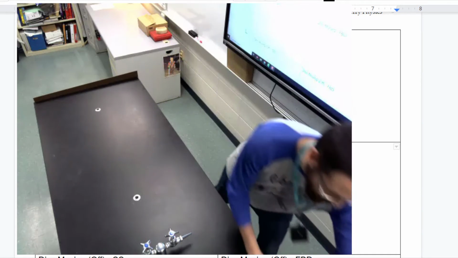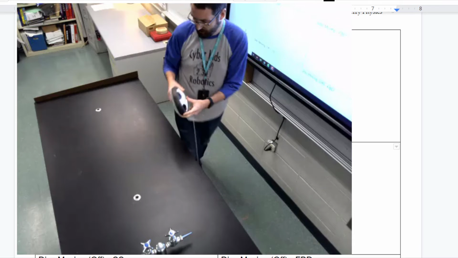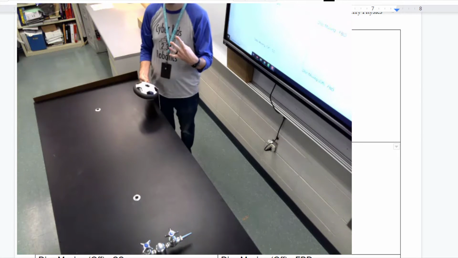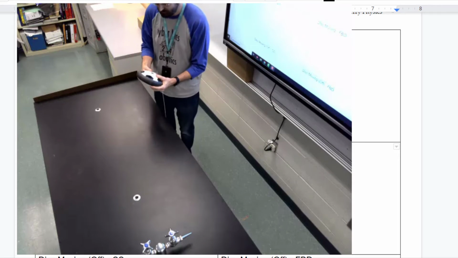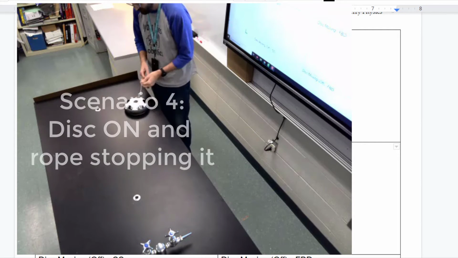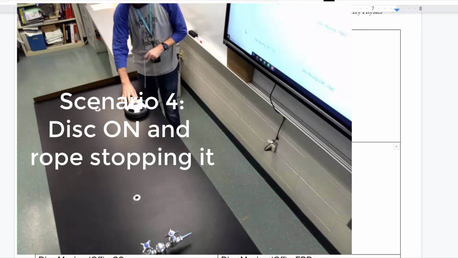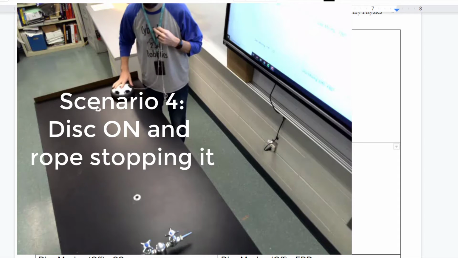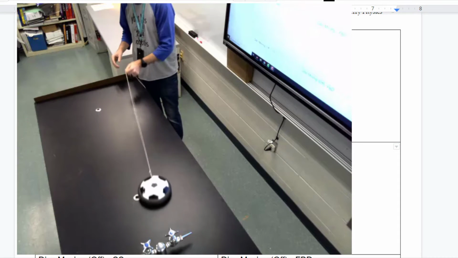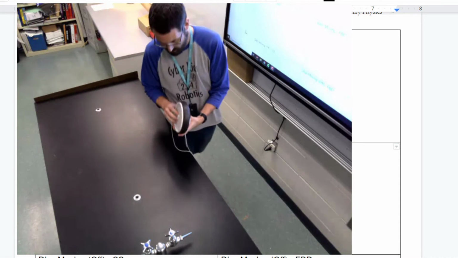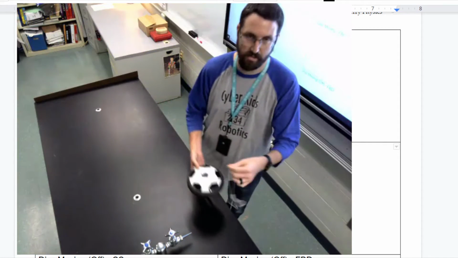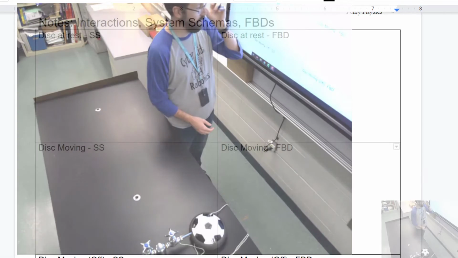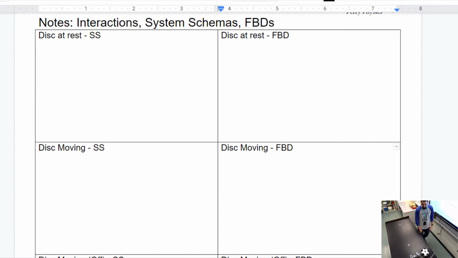And then scenario 4, I have another one here, and this one has a rope on it. Scenario 4 is when the rope is getting pulled. So 3, 2, 1. Right when the rope becomes snug, right when the rope catches, that's the 4th scenario. Now we're going to go through and look at how to actually draw these.